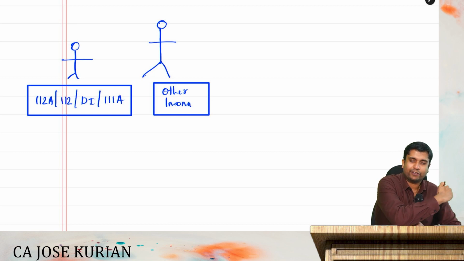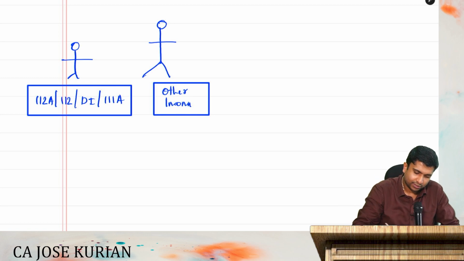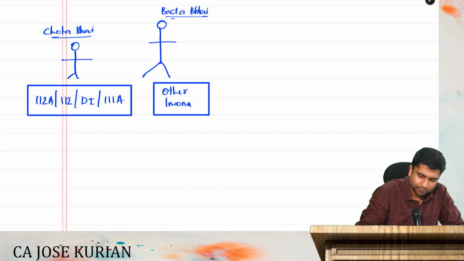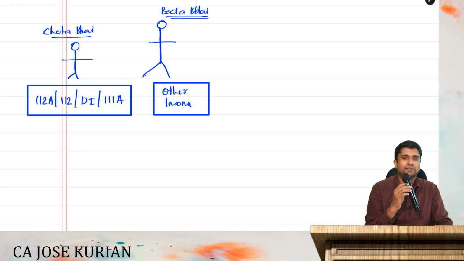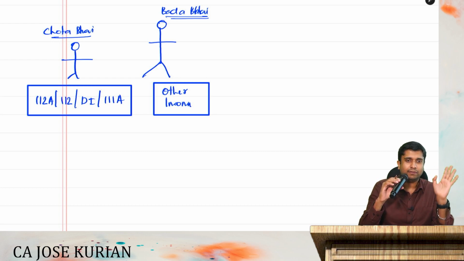One fine day they were walking together, a chota bhai and a bada bhai. Alright, this name does not have any relevance. Who is chota bhai? 112, 112 dividend income, 111A income is chota bhai. Who is bada bhai? All other income.